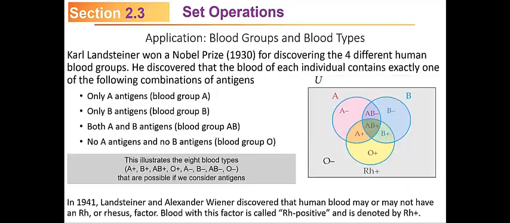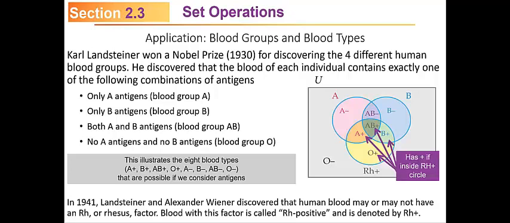This diagram makes it clear that there are 8 different blood types. If you look at the Venn diagram, you can see where all of those lie, and we're going to go into more detail with that in a moment. The point is, this Venn diagram illustrates the 8 blood types considering the A antigens, the B antigens, and the Rh factor.